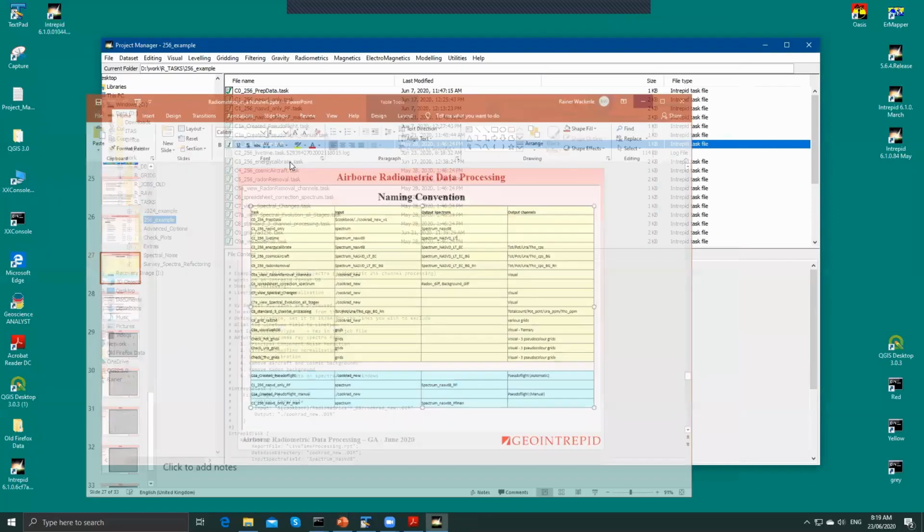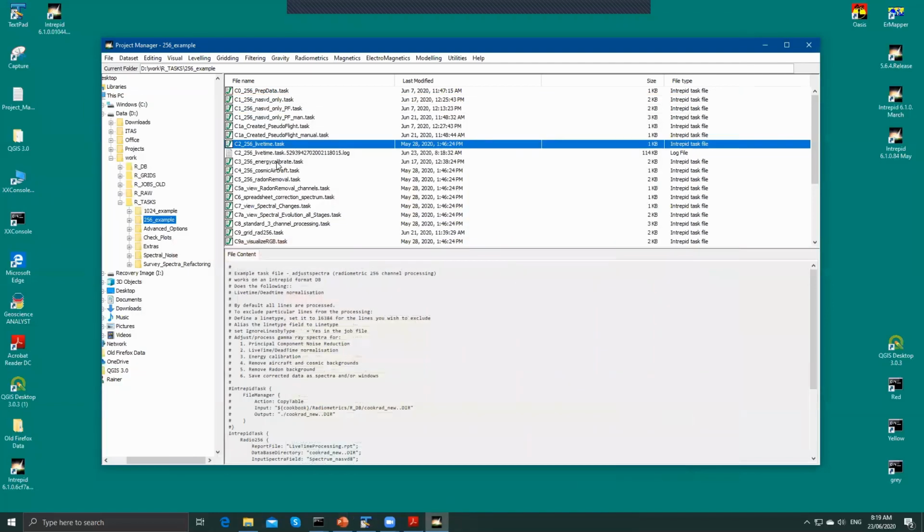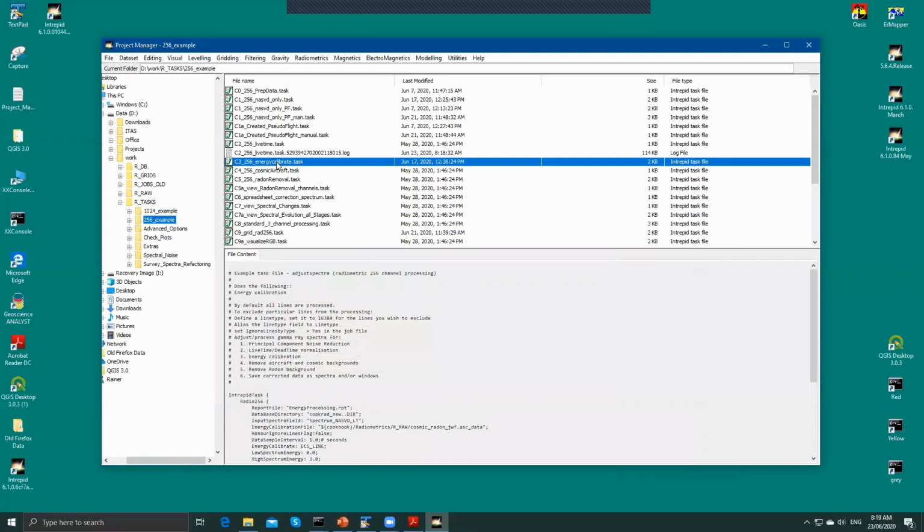So for lifetime, you just have to set the channel to the lifetime channel. That's all you have to do. The energy calibrate task is a difficult one, or an important one, let's put it this way.